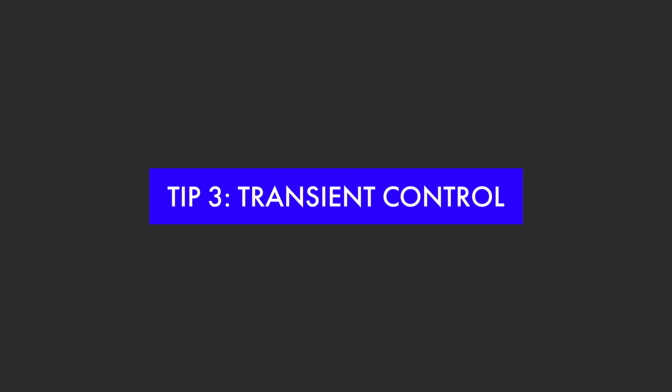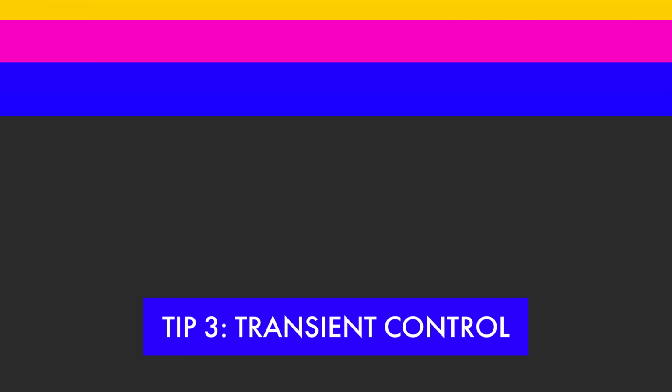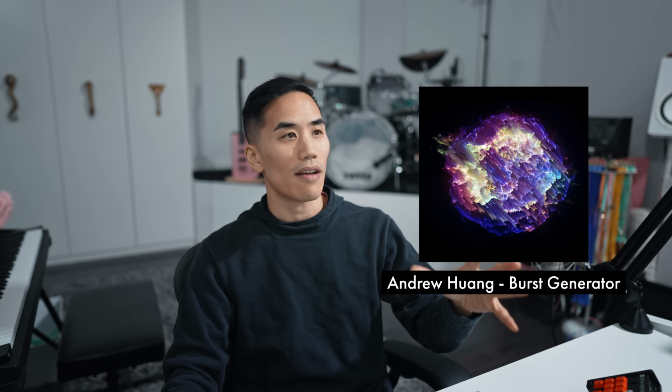The next tip is more utilitarian, but can be very handy for your mix, and that's making transients spikier. So I did this on my track Burst Generator. I've got this synth arpeggio that was just feeling a little bit dull in my mix, and I couldn't get it to sit right just by changing the volume, and turning up the treble just made it clash with some things.